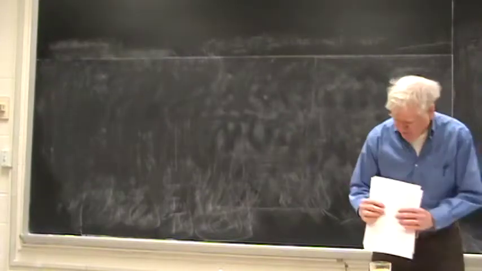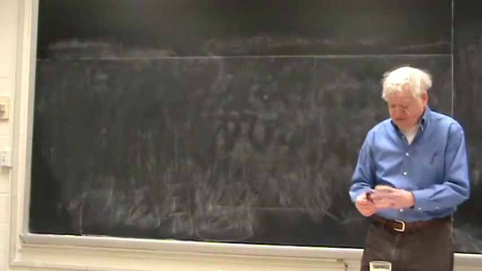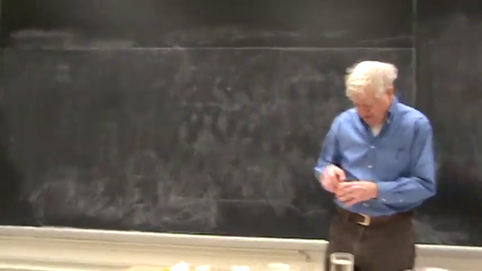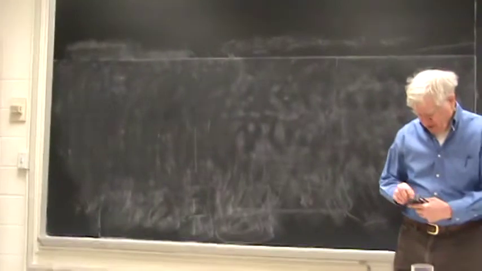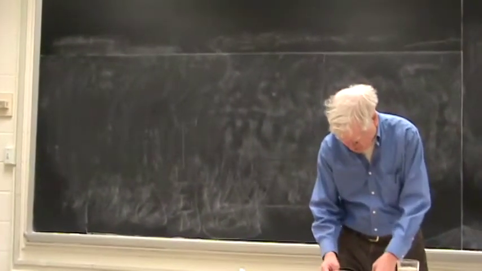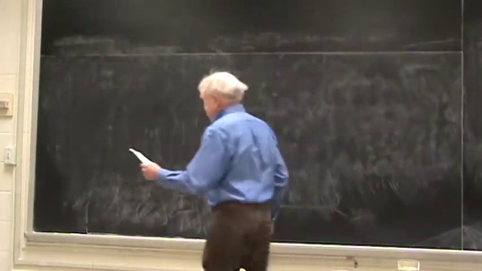All right, Chern-Simons theory. Well, this is something that happens in 2+1 dimensions. At least that's what we're going to talk about. Something analogous may happen in other dimensions, but I'm only going to talk about 2+1.